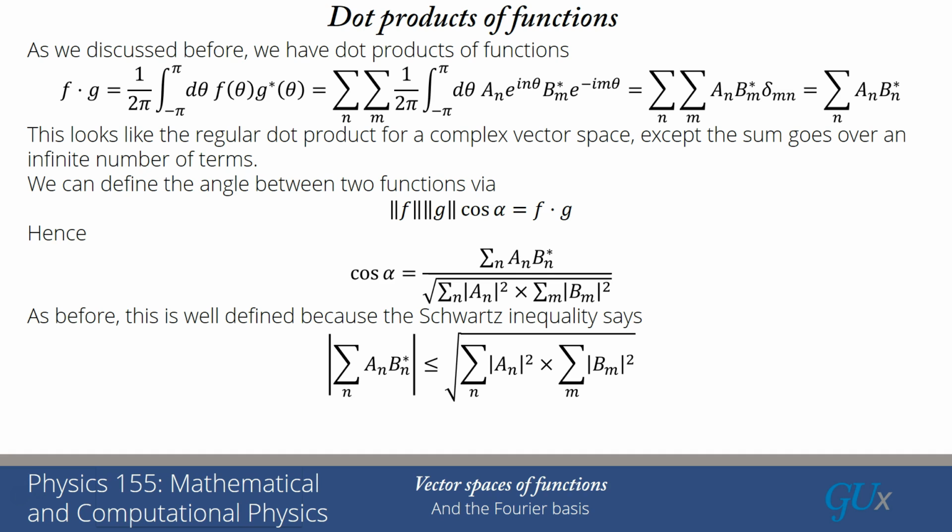So if you remember, the Schwarz inequality said the absolute value of the sum over n of a_n b_n star is less than or equal to the square root of the sum over n of a_n squared times the sum over m of b_m squared. And that's all we need to verify that the right-hand side is a number between -1 and 1, which means I can define it as a cosine of an angle, and it's a well-defined object. So that's the angle between two functions when we think of dot products in terms of this Fourier basis or this Fourier expansion, and we use this integral form for the dot product.